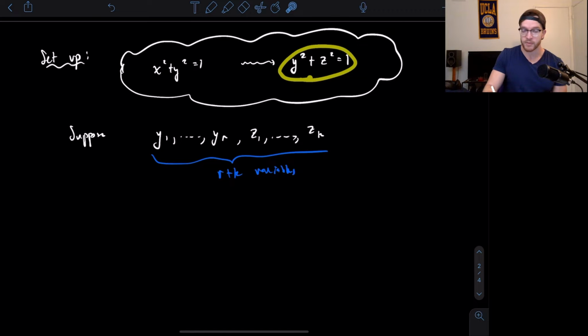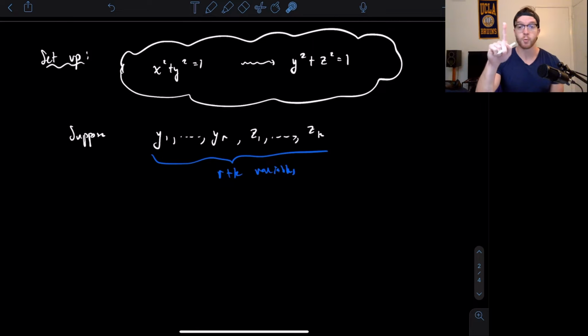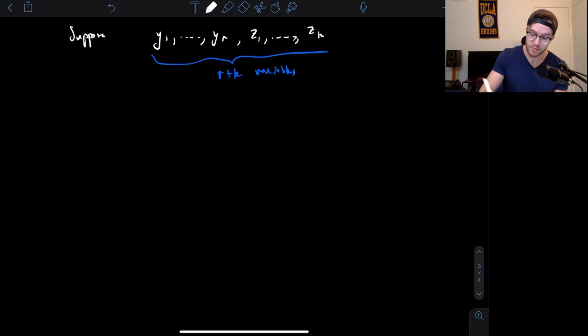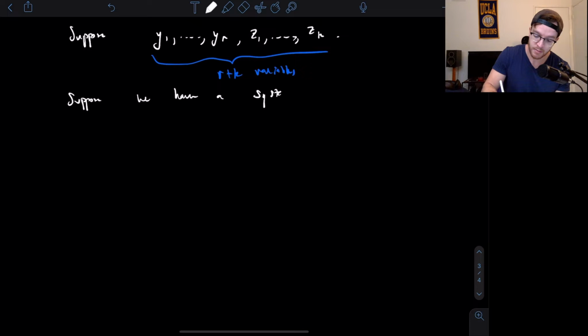Now, in the motivating example situation, we had 2 variables in one equation. More generally, I want to consider systems of equations. Like if I have a big system of equations of a bunch of variables satisfying certain relationships, I could ask, can I solve for some collection of those variables in terms of the other variables? So more generally, I have r plus k variables, and suppose I have a system of k equations.